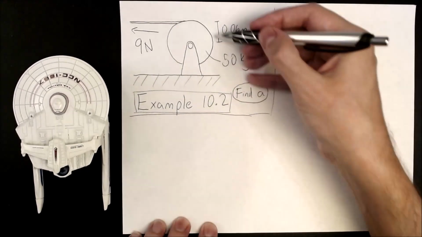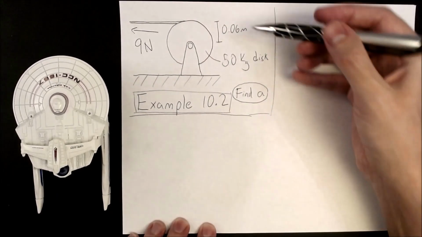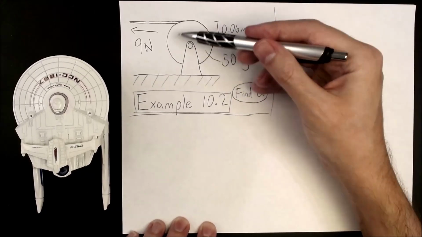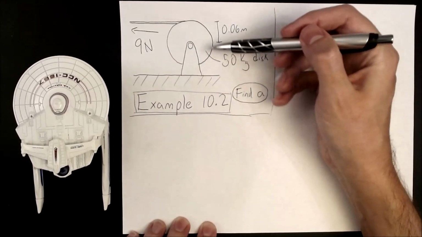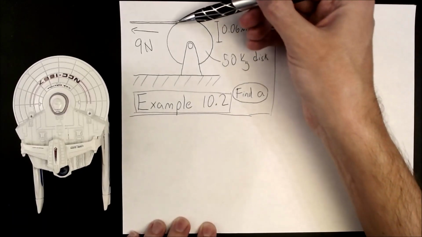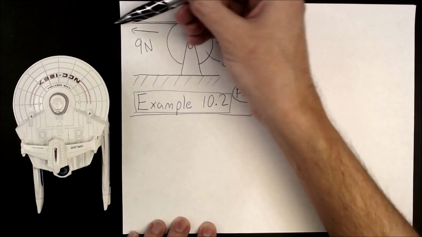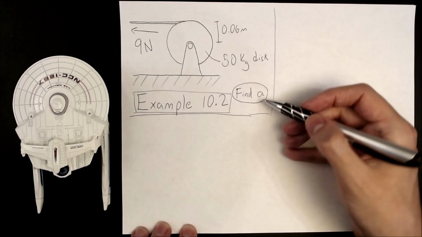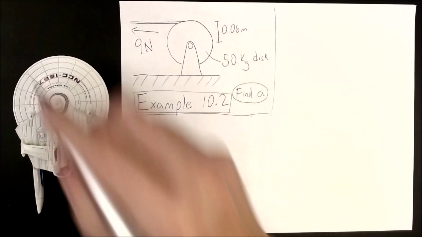We've got a disc that's 50 kilograms, radius 0.06 meters, and it can spin around freely about its own center. There's a cord wrapped around it, and that cord is being pulled on over here with a 9 Newton force. We need to find the acceleration of that cord as it's pulled off that way.